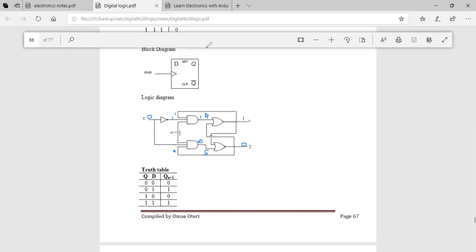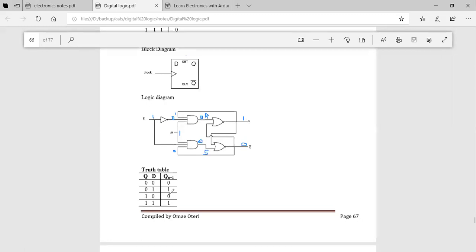What happens when you change your D to 1? So this changes to what? 0. And 1 and 0 and 1? 0. 1 and 0? 0. 0 and 0? No change, because we already have a 1 here, it remains 1.